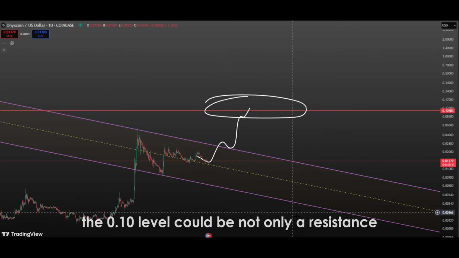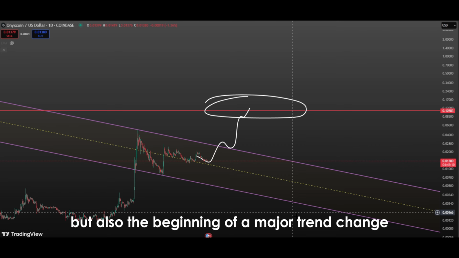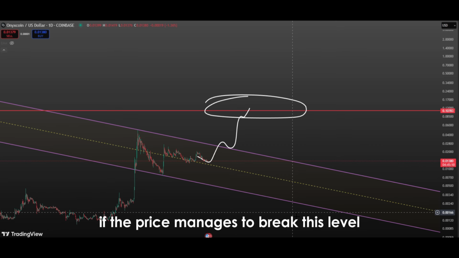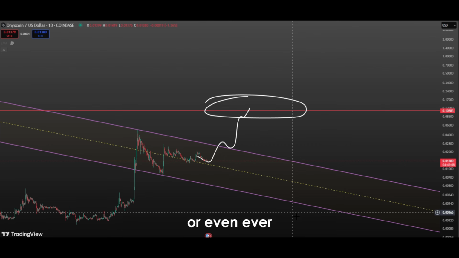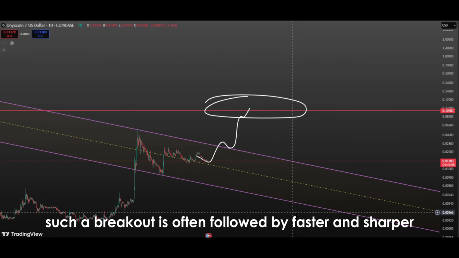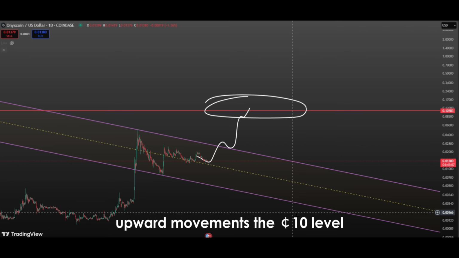In your example, the 0.10 level could be not only a resistance, but also the beginning of a major trend change. If the price manages to break this level, a situation called price discovery in technical analysis may occur. This means the price could move toward levels it hasn't reached for a long time or even ever. Such a breakout is often followed by faster and sharper upward movements.